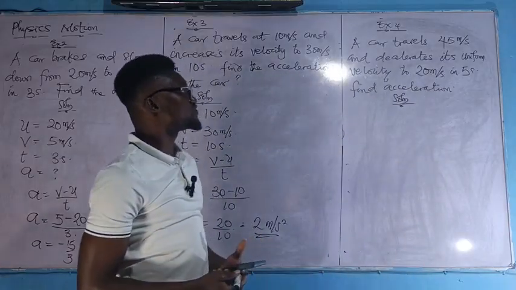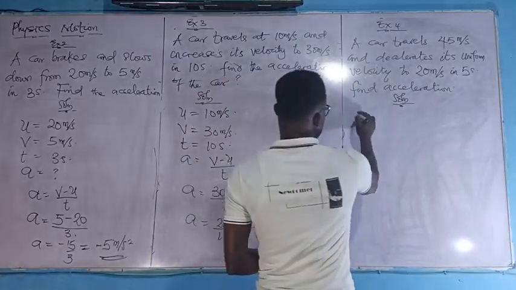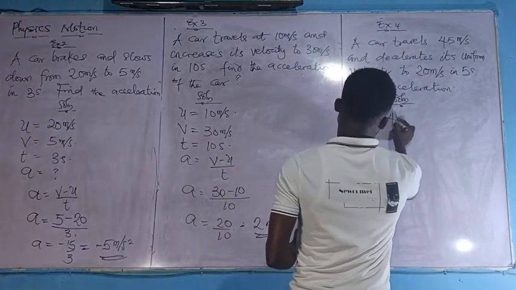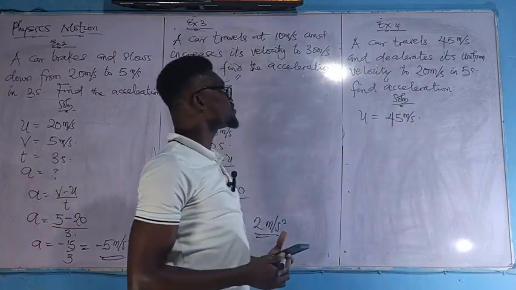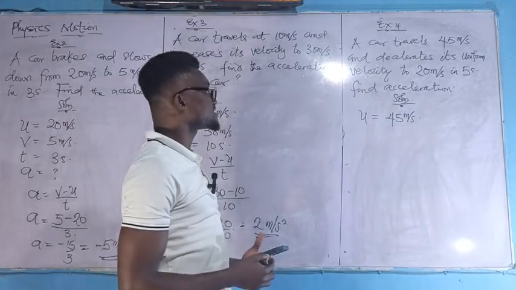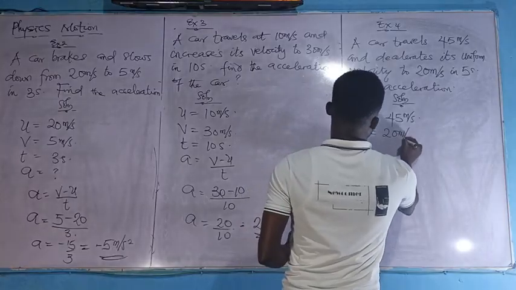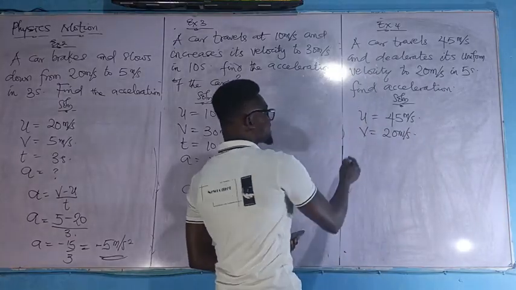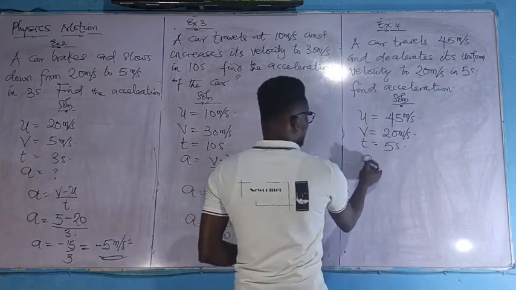A car travels at 45 meters per second. That should be the initial velocity, right? So we have u equal to 45 meters per second. And it decelerates uniformly to 20 meters per second, so 20 meters per second is the final velocity, in a time of 5 seconds. Then find the acceleration.